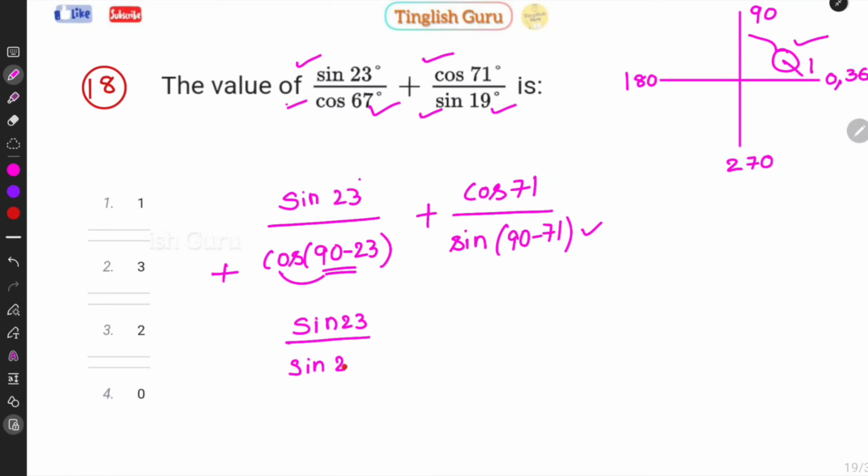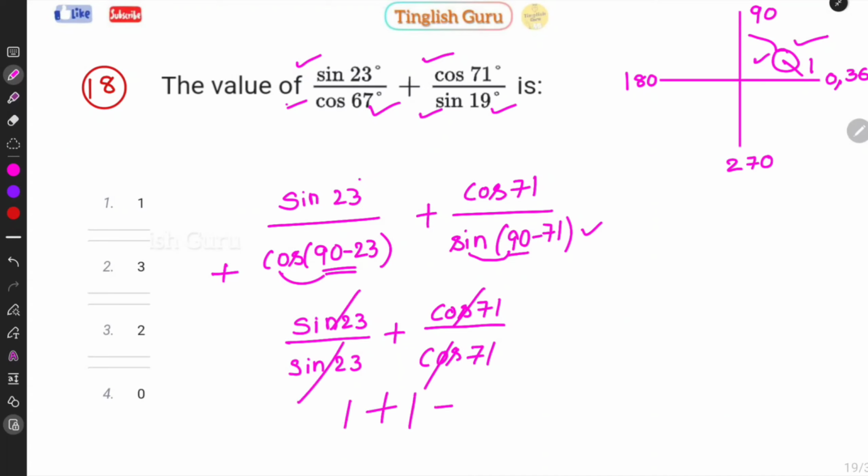In first quadrant all the values are positive. So this will become sin 23. Similarly, cos 71 divided by, at 90 degrees sin will become cos, and 90 minus means first quadrant. In first quadrant everything is positive, so this will become cos 71. So on cancellation we will get 1 plus 1. Our answer is 2. So option 3.